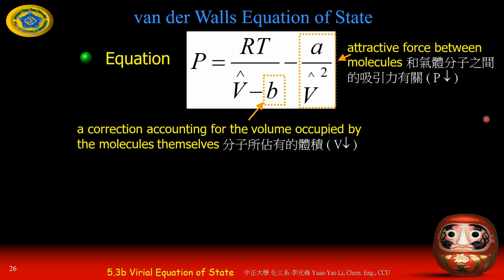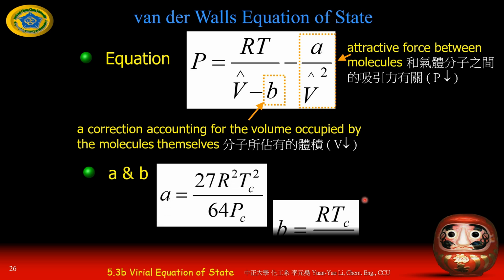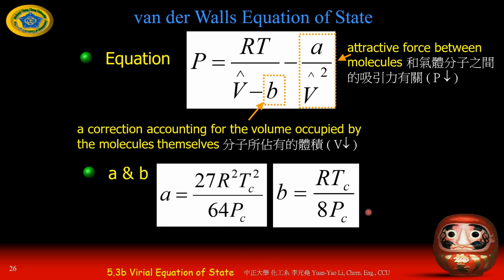And now the question is, what are A and B? A is this, B is this. Now you understand R is the gas constant. What is TC? What is PC? Critical temperature and critical pressure of, in this case, nitrogen, oxygen, or methane. Again, you don't need to remember this. I will give you this when you do your calculation. So this is the van der Waals equation of state. What you need is TC and PC.